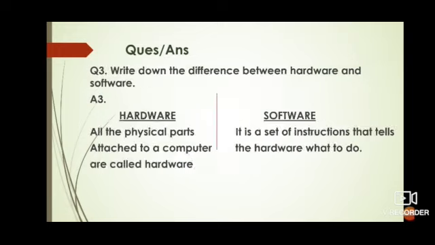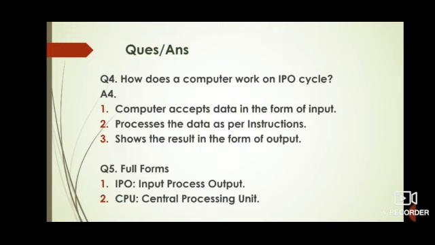Okay. Next, question number 3. Write down the difference between hardware and software. Hardware: all the physical parts attached to a computer are called hardware. And software, it is a set of instructions that tells the hardware what to do. Okay.